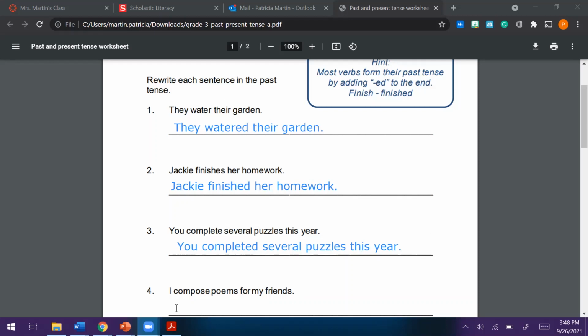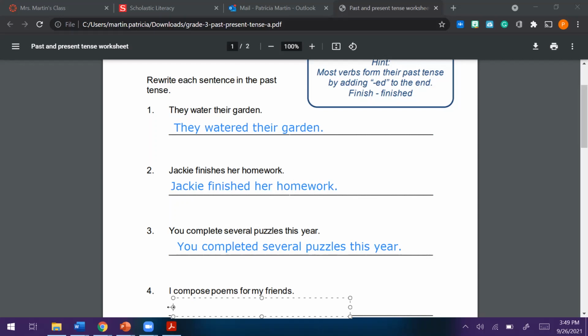Now let's look at this fourth one. And this is going to be the last one we do together because you do have some independent activities for this, but I just wanted to make sure that we had a little bit of a refresher before I gave you your independent activity, because we're going to be doing grammar more so guided with video instead of taking up your small group time, okay? All right, so the last one that we're going to do together for present to past tense is: I compose poems for my friends. Well, what am I doing there?